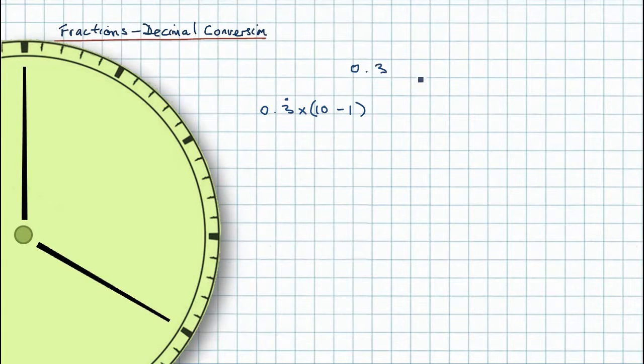So we've got 0.33. Let's just write these out. Okay, and we understand that that goes on forever. What we want to do is make sure that this recurring part, I'll just put the dot in here, is just to the right of the decimal place, in other words in the 10th column.